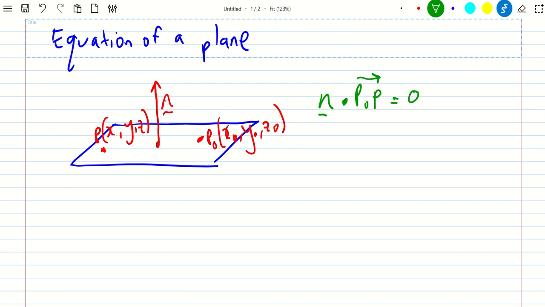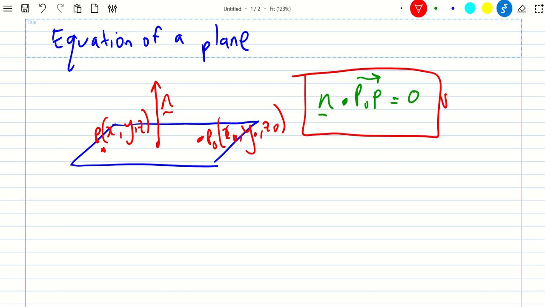And that'll be true for every point P, x, y, z. It doesn't matter if you move P somewhere else. The line between P and P naught will always be perpendicular to the normal, and that's why we arrive at that. And this here is actually the vector equation of the plane. And that's how it's defined.